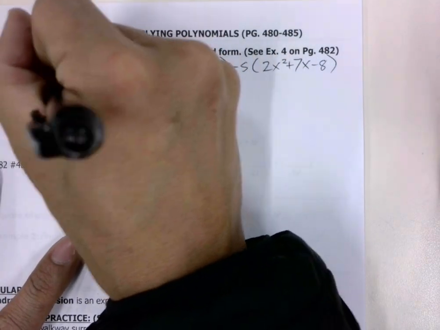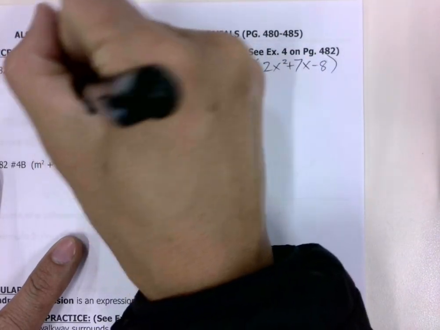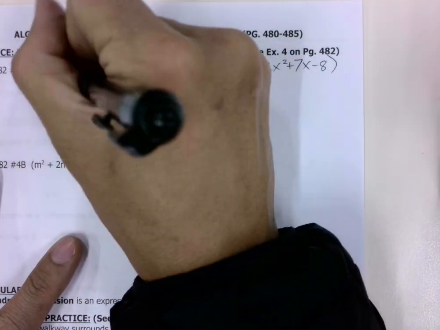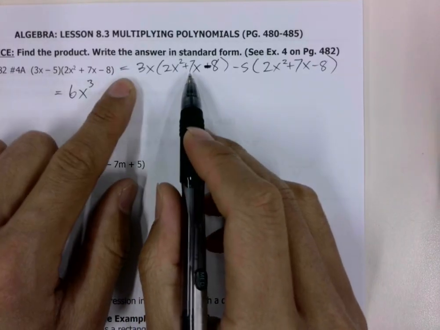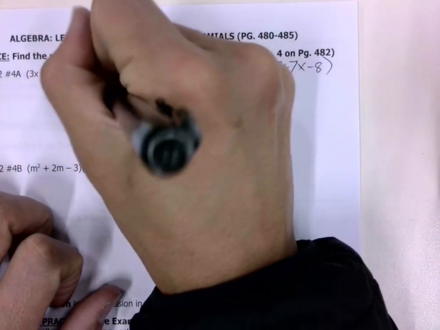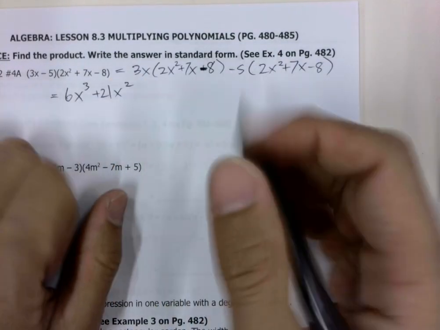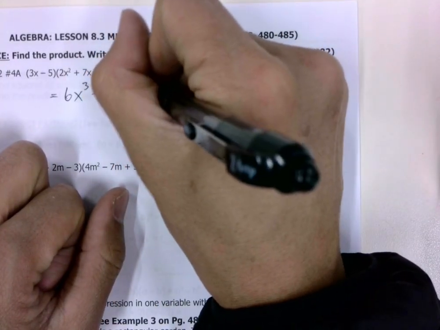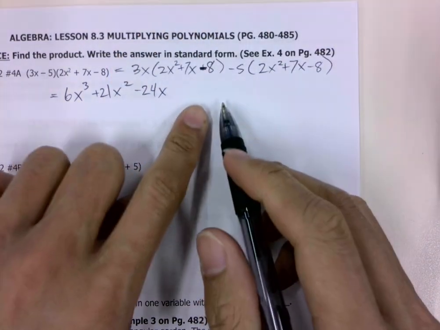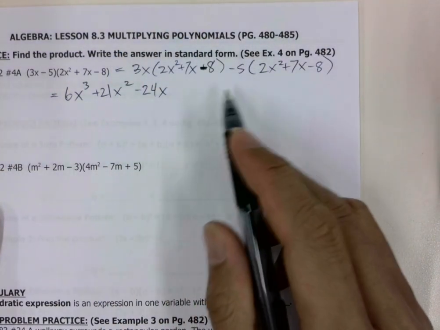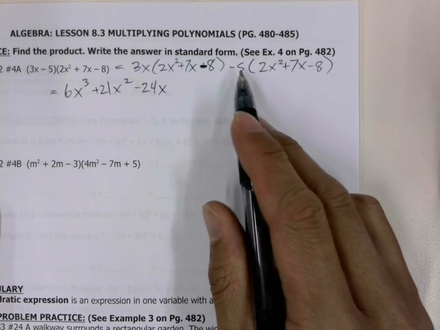So that's going to equal 6x to the third power. And then the next is going to be plus 21x squared. And the last one here is going to be negative 24x. Alright, so that's my first polynomial. Now we have my second polynomial.